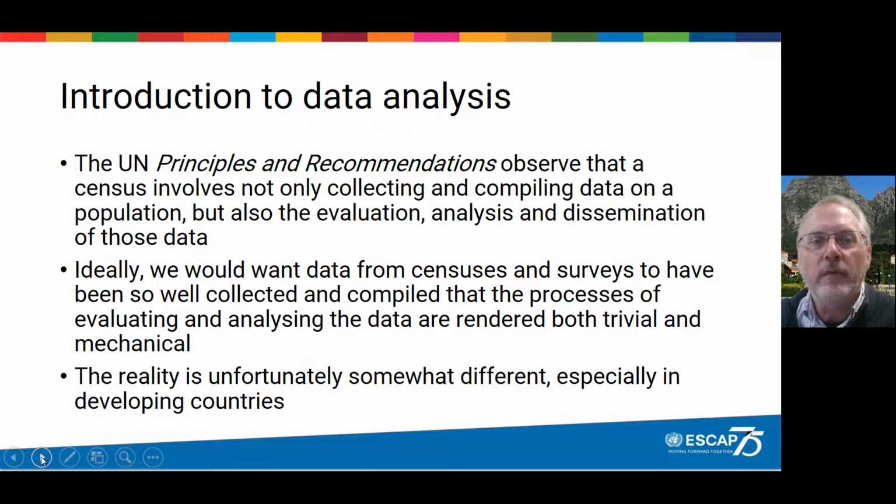And ideally, we would want data from censuses and surveys to have been so well collected and compiled that the processes of evaluating and analyzing the data are rendered both trivial and mechanical. Unfortunately, the reality is somewhat different, especially in developing countries, where the kinds of problems which are routinely encountered really do make the process of evaluation and analysis a little bit more complicated.